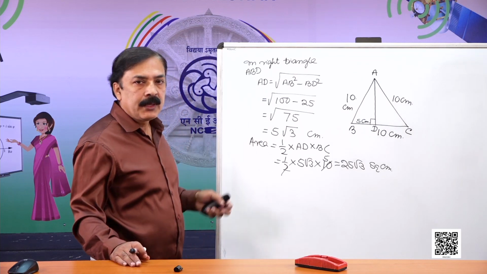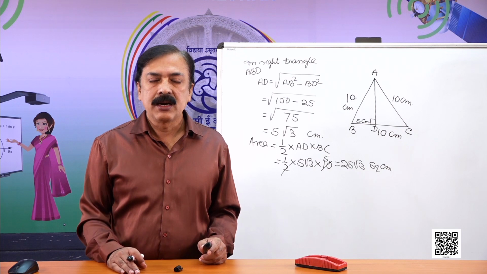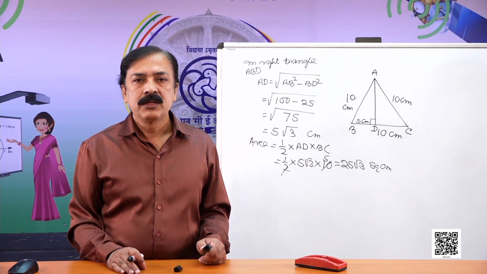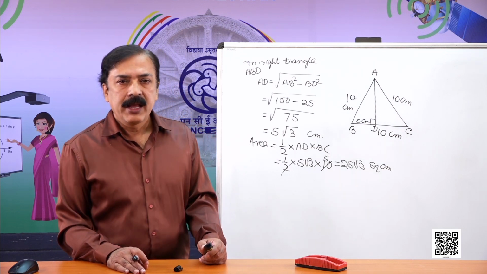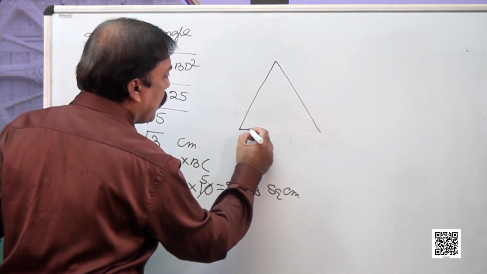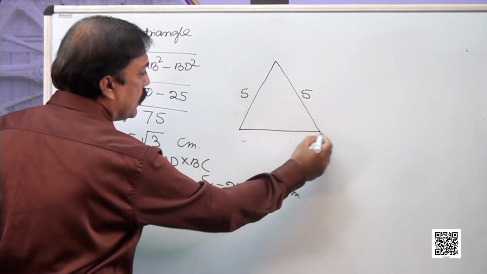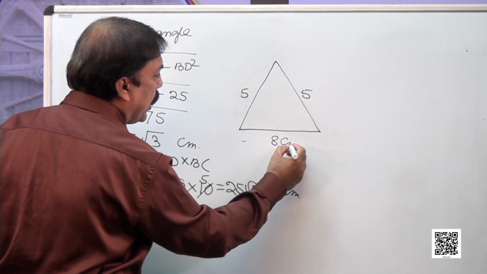Now see, in this case it is very easy as it is an equilateral triangle. Now what about the isosceles triangle? Area of an isosceles triangle when length of each side is given. Let's see another problem. If we take an isosceles triangle whose equal sides are say 5 centimeter and the unequal side to be 8 centimeter.